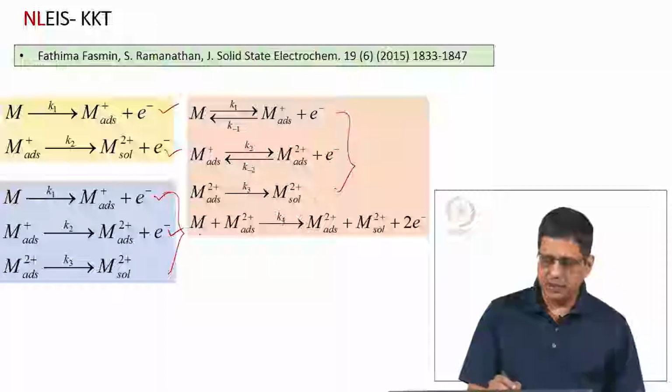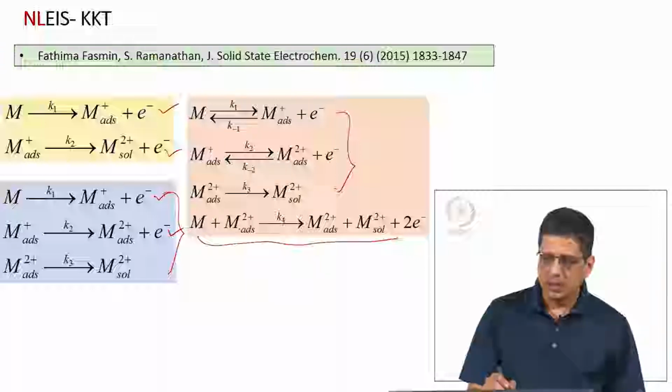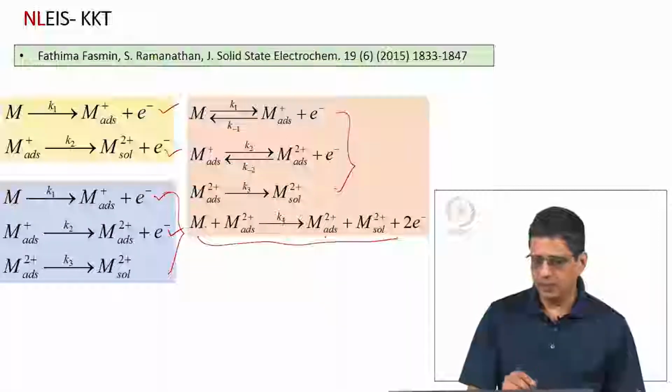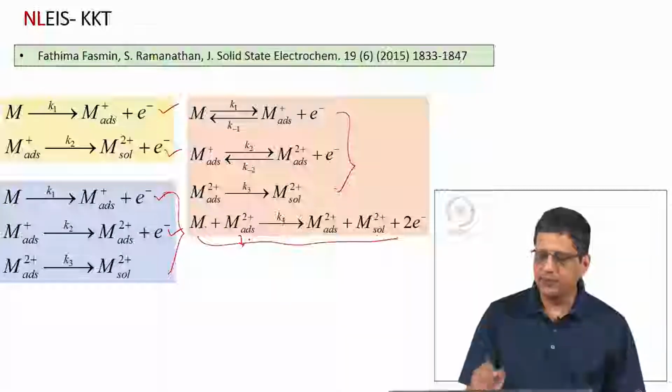In addition, there is a fourth step. This is what we have referred to as the catalytic step. So, bare metal right next to a metal 2 plus adsorbed species, bare metal becomes metal 2 plus adsorbed. Metal 2 plus adsorbed becomes metal 2 plus solution, but in effect the metal 2 plus adsorbed which is consumed here is produced here.